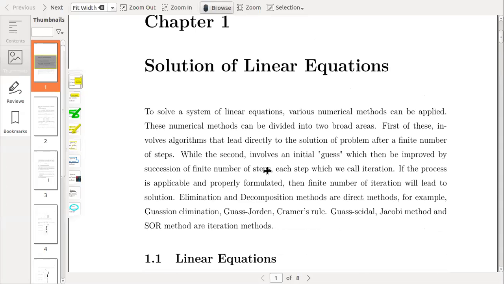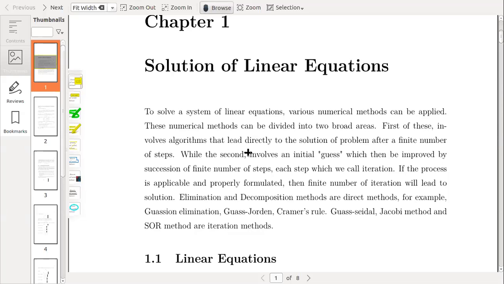Okay. So what he said, to solve a system of linear equations, various numerical methods can be applied. These numerical methods can be divided into two broad areas. First of these involve algorithms that lead directly to the solution of the problem after a finite number of steps. So this category of algorithms can be divided into two parts. The first is direct algorithms and the second is iterative algorithms. Yeah, iterative methods and direct methods.